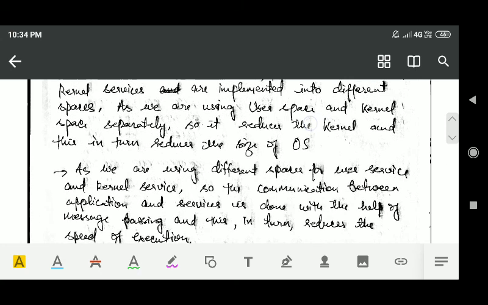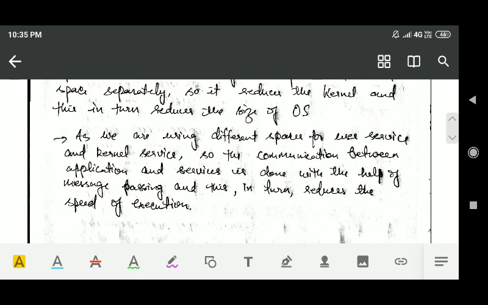As we are using different spaces for user service and kernel service, the communication between application and services is done with the help of message passing, and this in turn reduces the speed of execution.